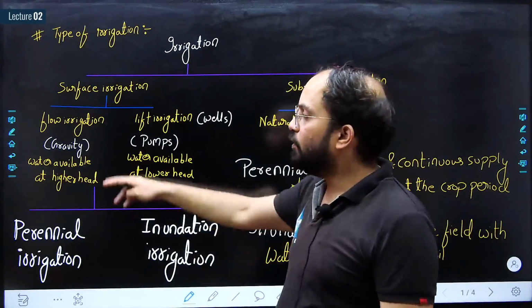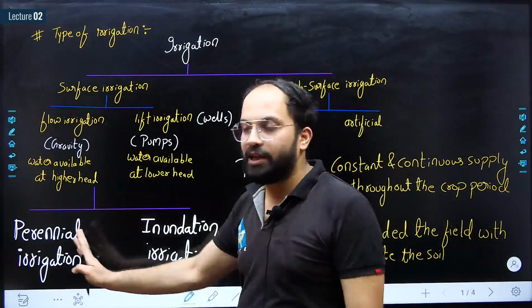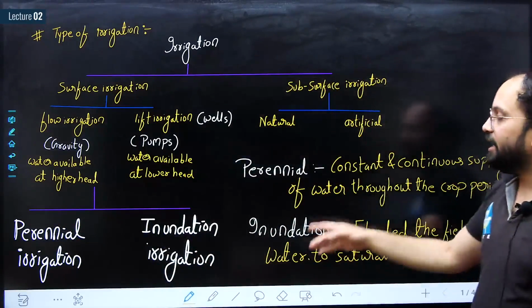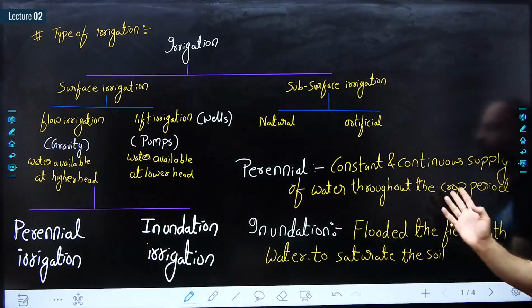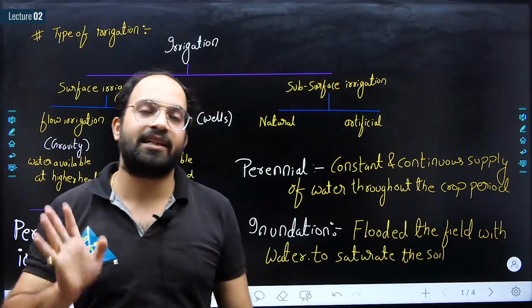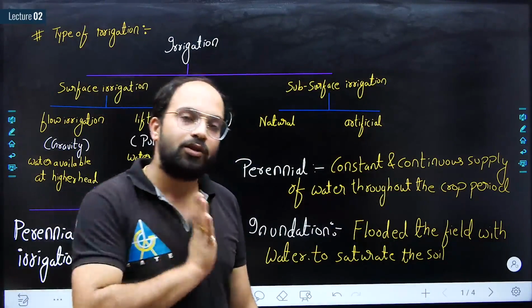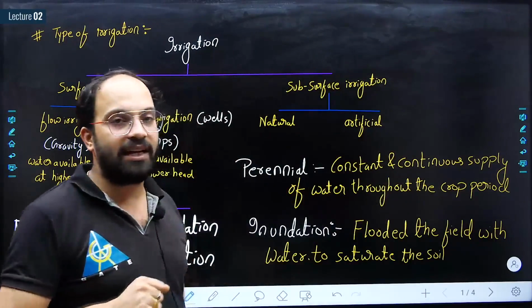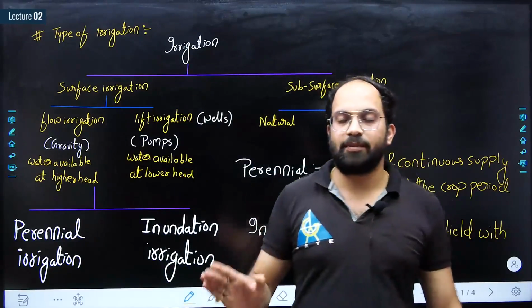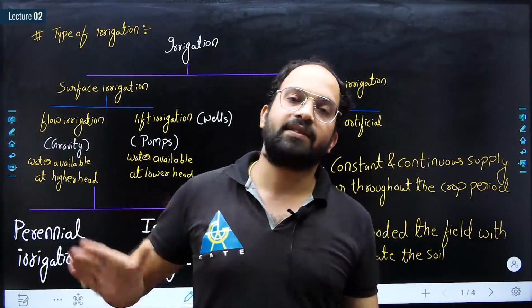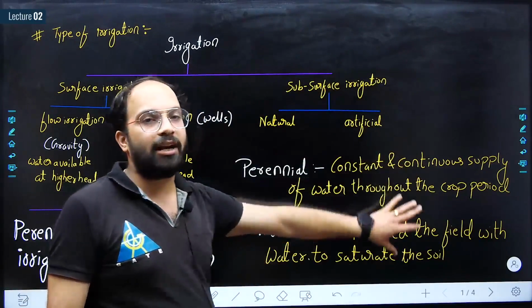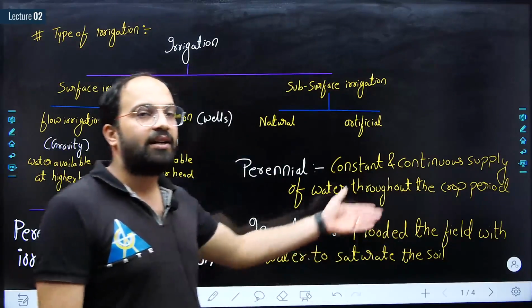So we have flow irrigation also. We have two types of flow irrigation, one is perennial and another is inundation. What is perennial? In perennial, there is a constant and continuous supply of water throughout the crop period. When we supply the water continuously and constantly at a constant rate throughout the crop period, we call it perennial. And when we supply on an intermittent basis, meaning after some time interval we flood the field, that is called inundation. Depending upon the crop we'll use the type.